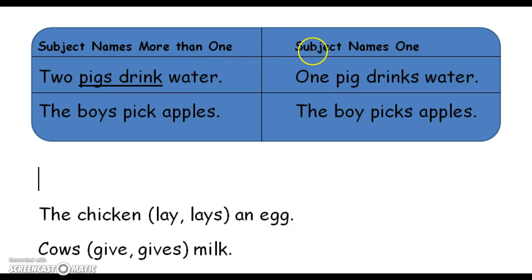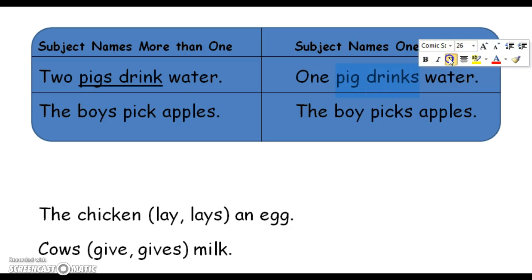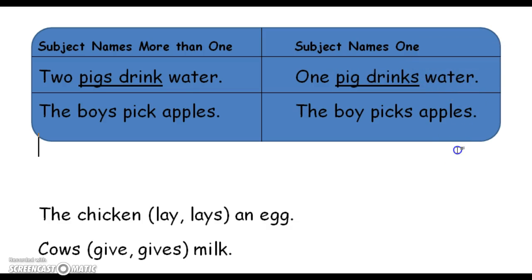When a subject is only one, here we have: 1 pig drinks. Then our s is on the verb. We needed to add the s because it's only talking about 1 pig. "1 pig drink water" doesn't make sense, so we add the s to the verb when it's talking about one subject. Let's look at another example.